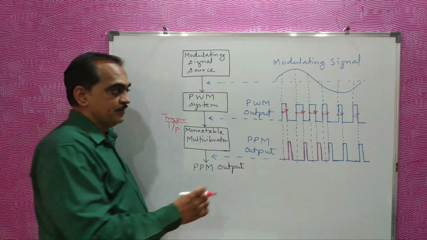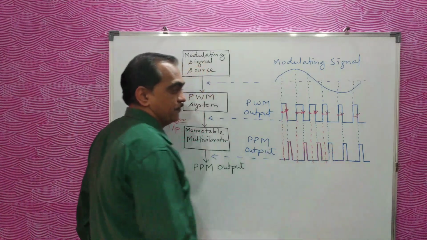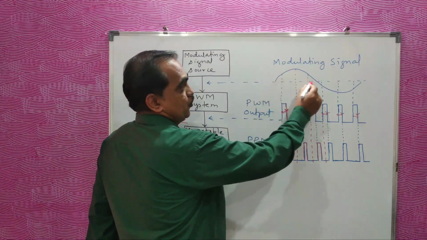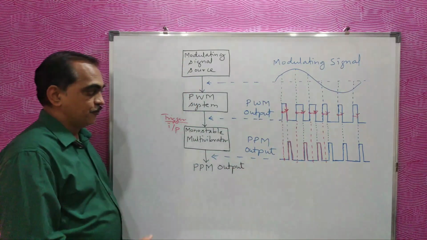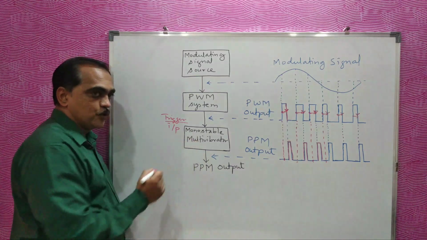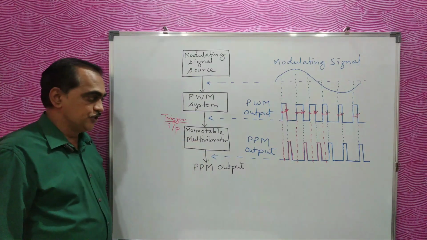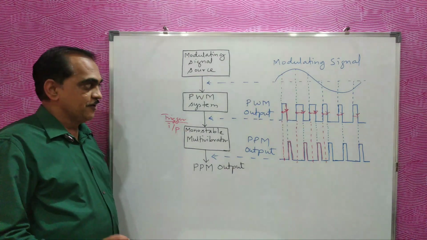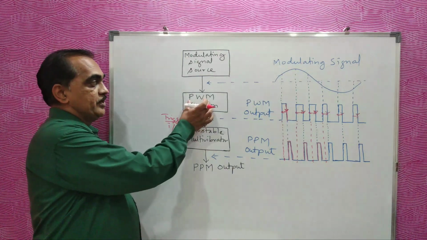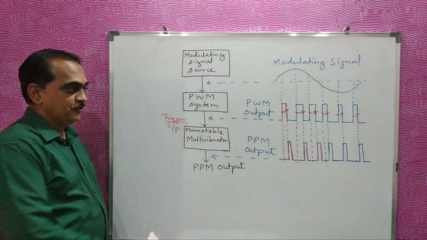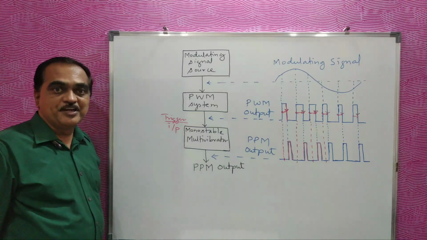So that is how there is a variation in the position of the pulses according to the instantaneous value of the modulating signal. Therefore, this output of a monostable multivibrator can be called the pulse position modulated output, or your PPM output. So here we are going to first generate PWM, and from that we are going to generate PPM. So this is how your PPM generation is done.